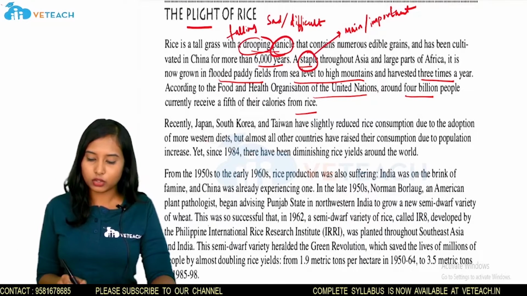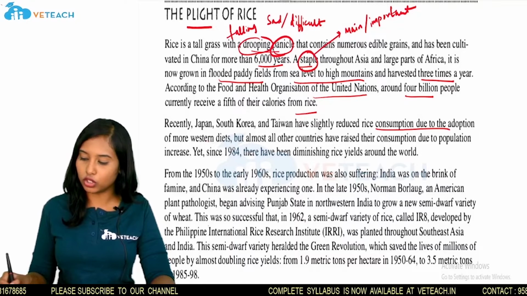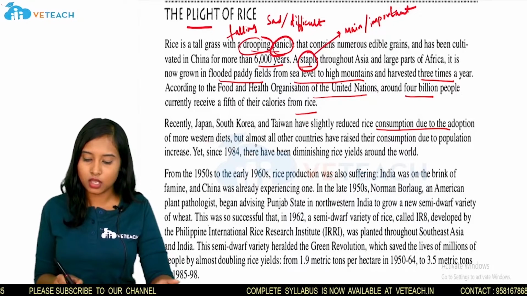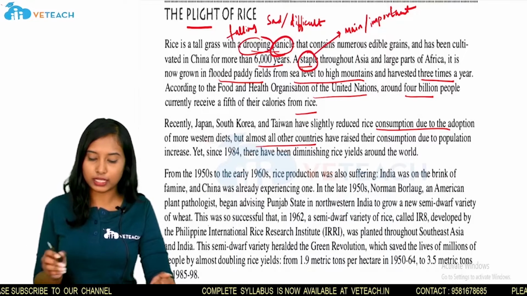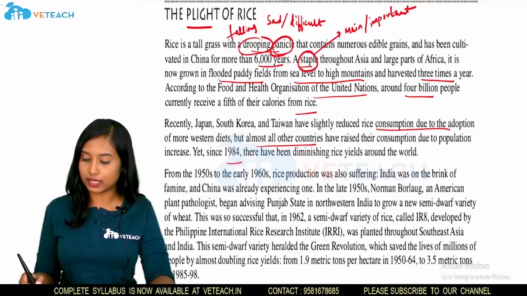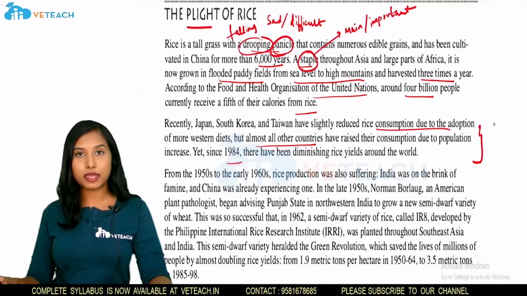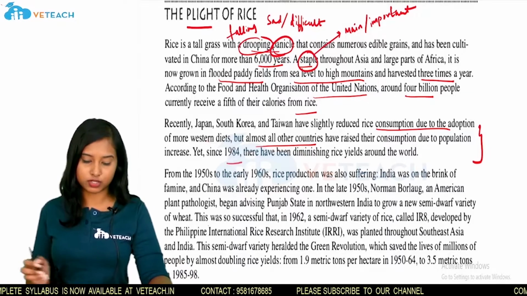Let's move on to the next paragraph. Recently, Japan, South Korea, and Taiwan have slightly reduced rice consumption due to adoption of more Western diets, but almost all other countries have raised their consumption due to population increase. Yet, since 1984, there have been diminishing rice yields around the world. In this paragraph, the author talks about the consumption pattern of rice in multiple countries.